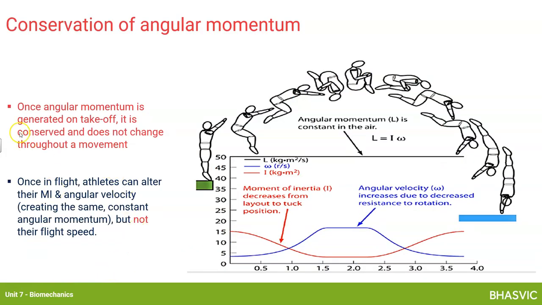So, just to be clear, once angular momentum is generated at takeoff, once you leave the ground, your angular momentum is constant. It doesn't change. But what you can do is manipulate the moment of inertia, your body position, so that you in turn change the angular velocity. So all of these diagrams are illustrating pretty much the same speed. It doesn't mean you travel through the air quicker. It means you spin in the air quicker.